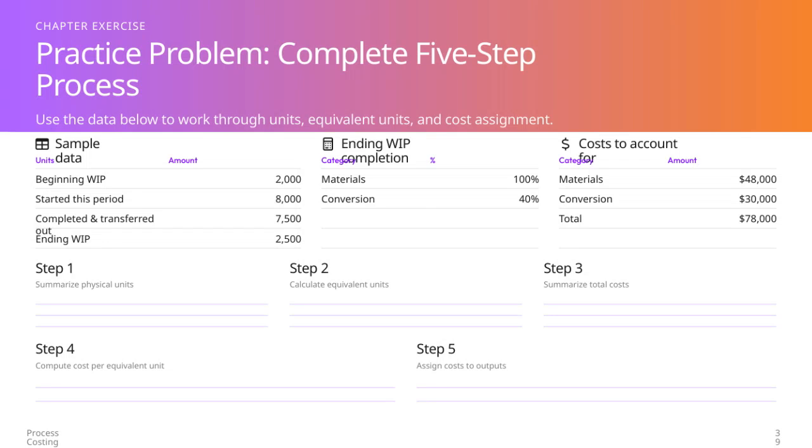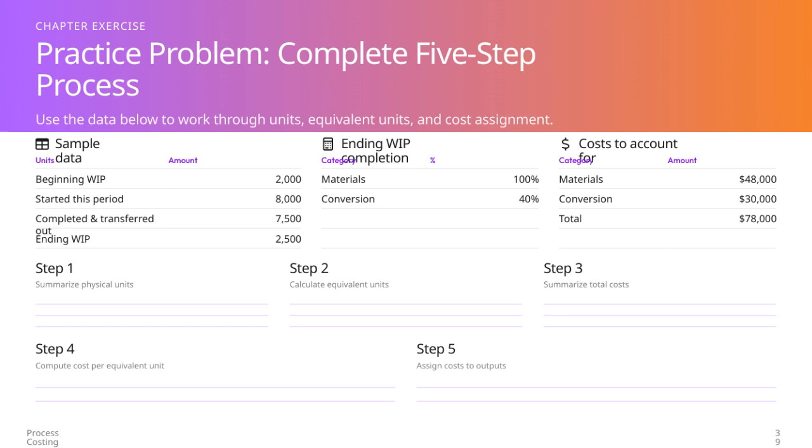Here we have a practice problem designed to help us complete the 5-step process in process costing. First, we start with the summary of physical units. We see that the beginning work in process inventory is 2,000 units, 8,000 units were started during the period, 7,500 units were completed and transferred out, and 2,500 units remain in ending work in process.